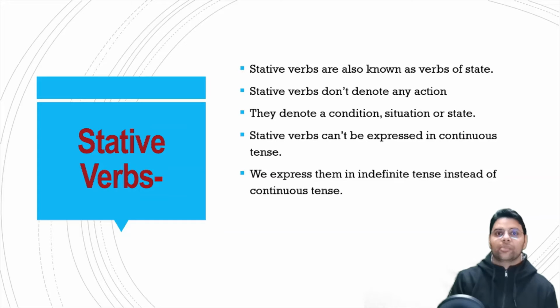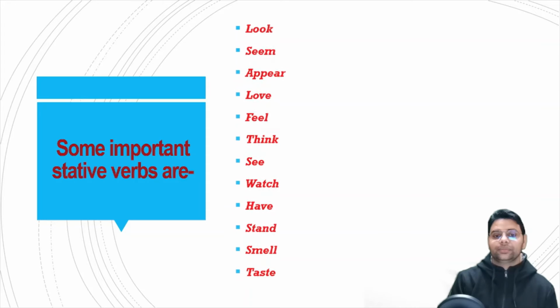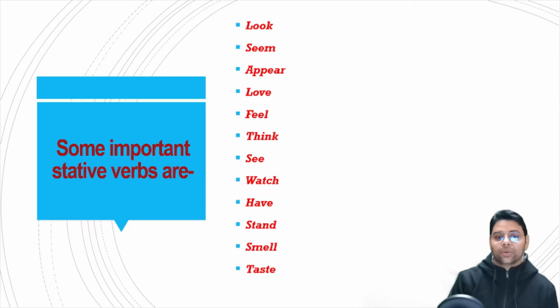First of all, let's have a look at some important stative verbs. Some important stative verbs are: look, seem, appear, love, feel, think, see, watch, have, stand, smell, taste, and there may be many more. But these are important ones, specifically for students who are preparing for examinations, like IELTS or something like that. So these may be very helpful while you're writing something. So we will see one by one.